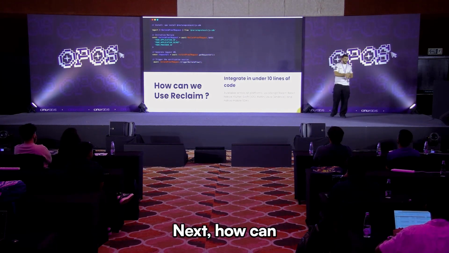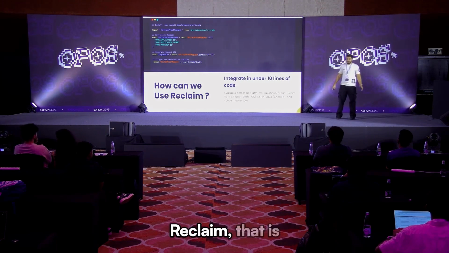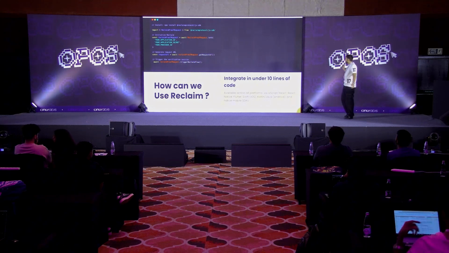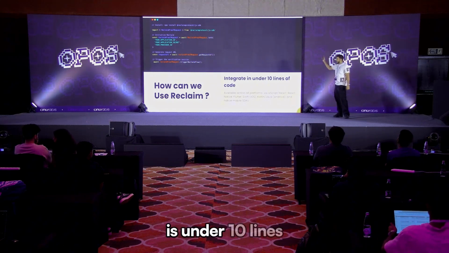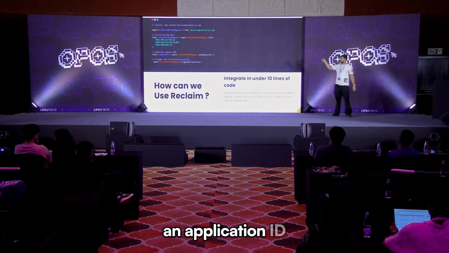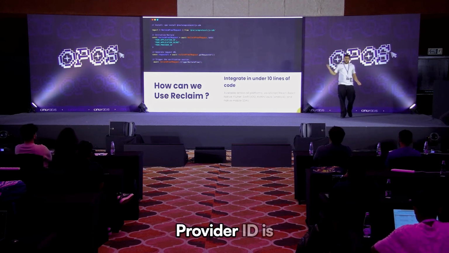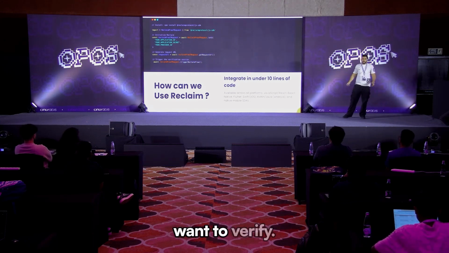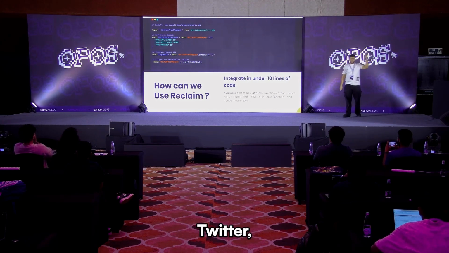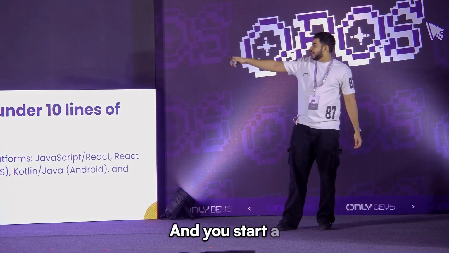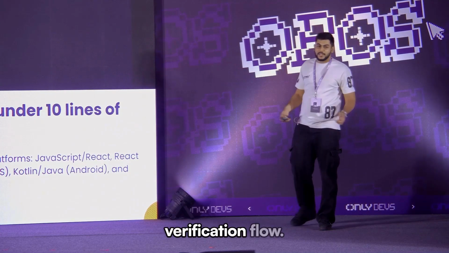Next, how can developers integrate Reclaim? That is the fun part. Learning about Reclaim is quite boring. How can I integrate? Integrating is under 10 lines of code. You get an application ID, application secret from the dev portal and a provider ID. Provider ID is basically a data source that you want to verify. It can be Instagram, Twitter, GitHub, OnlyFans, or whatever. And you start a verification request and you just trigger the verification flow.